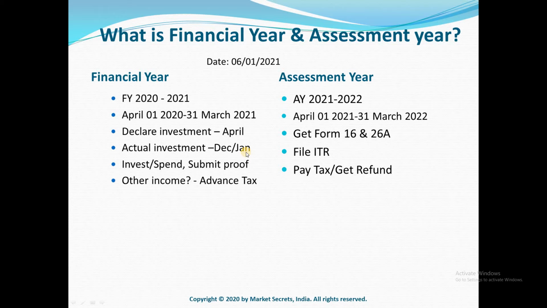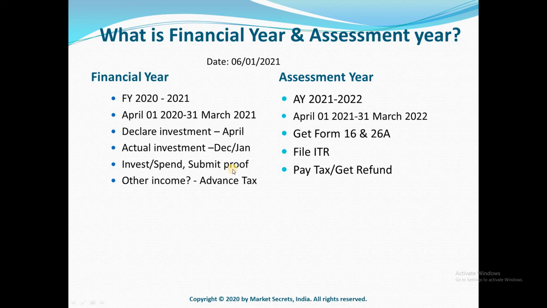So that's number one. Number two, it is not compulsory to submit these proofs to your employer. If you're not submitting it to your employer, you can submit it directly in the income tax portal while filing the ITR, and you can get the tax refund. So that is completely possible. From December or Jan, you should start submitting actual proof. Some employers will accept it in Feb and March month as well. So that is your responsibility during the end of the financial year. And during the financial year, you should invest and spend and submit the proofs.